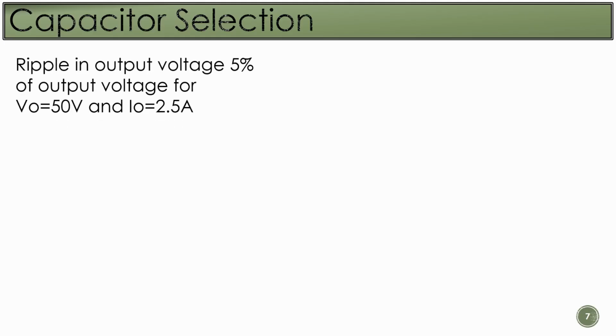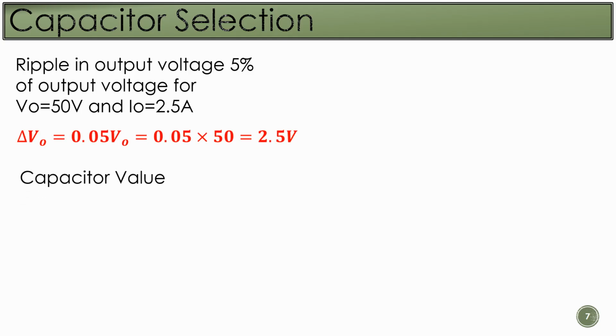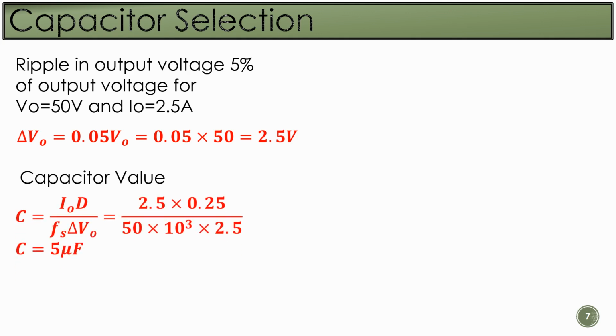Next, capacitor selection. Ripple in the output voltage is 5%, so it is given in the problem. For output voltage, let us consider 50 volt. At that time, the current is 2.5 ampere. So delta V0 is 5% of V0, that is 0.05 into V0. Delta V0 is 2.5 volt, the ripple voltage is 2.5 volt. So the capacitor value is calculated using I0 into D upon Fs into delta V0. So 2.5 into 0.25 upon 50 into 10 raised to 3 into 2.5. So it comes to 5 microfarad.